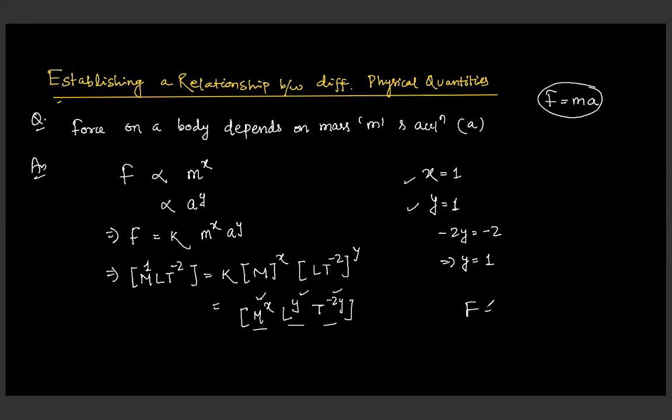So my equation will become k m to the power 1 a to the power 1. If I take the k value equal to 1, we can write F is equal to mass into acceleration. This is the way we can find the relationship between different physical quantities by using dimensional analysis. Okay, let's do one more question.